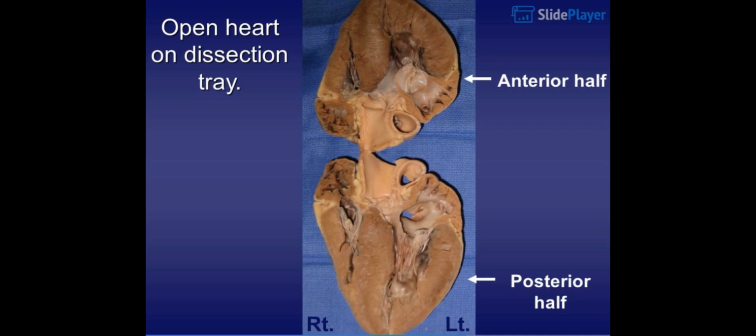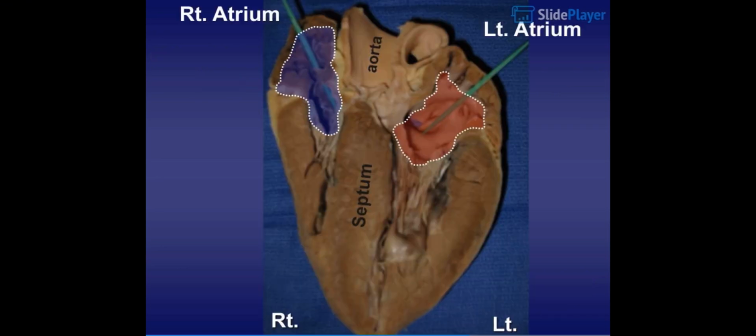Anterior half. Posterior half. Right. Left. Right atrium. Left atrium. Aorta. Septum. Steps. Begin by pointing out the atria. Have students insert probe into vena cava to demonstrate how these vessels empty into the right atrium. Have students probe pulmonary veins to demonstrate how these vessels empty into the left atrium. Point out septal wall.